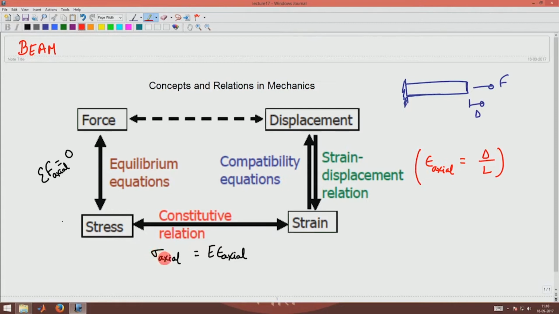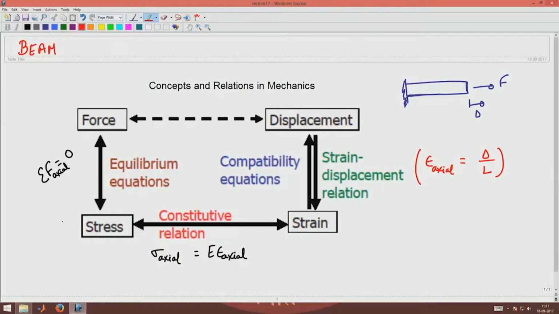And we saw that we use a constitutive relation, sigma axial is equal to E times epsilon axial, to solve the problem, wherein we use the equilibrium equations to find the unknown deltas. So, this is how we proceeded to solve for axial members. We saw axial members placed in series with different area of cross section and different Young's modulus also. You can use the same approach to solve it.